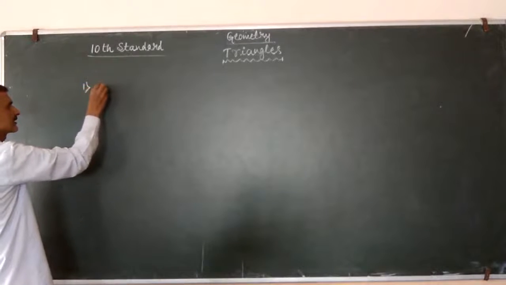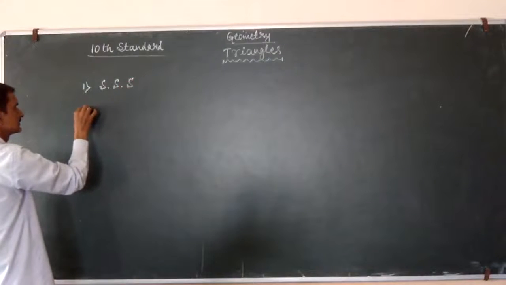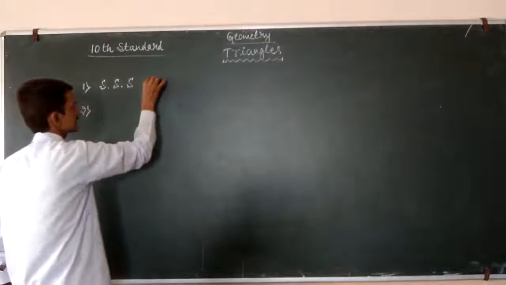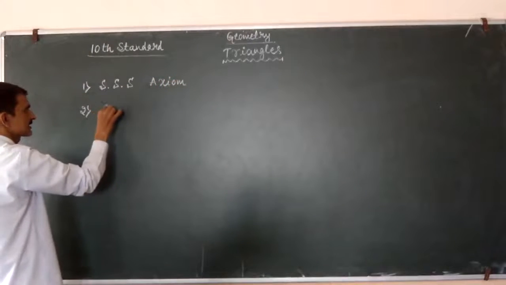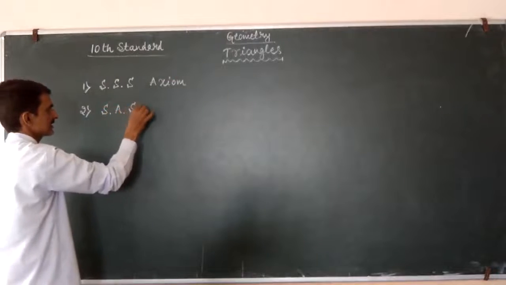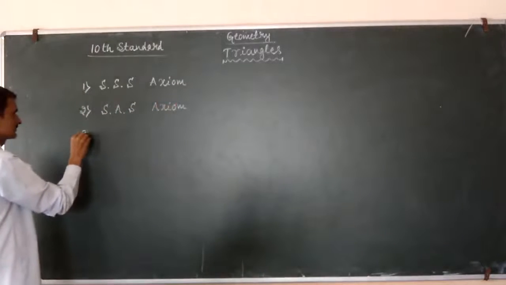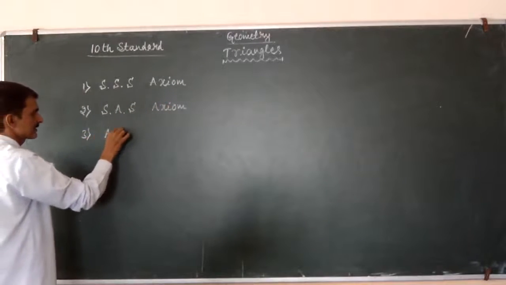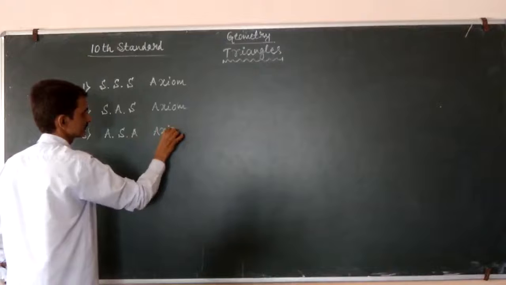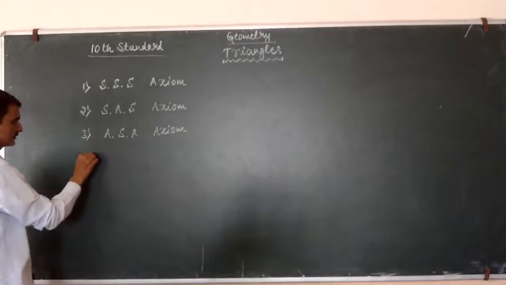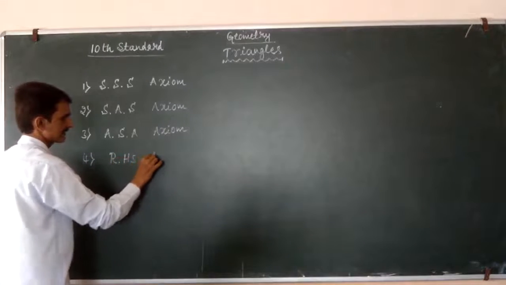First one is SSS axiom. Second one is SAS axiom. Third one is ASA axiom. Fourth one is RHS axiom.